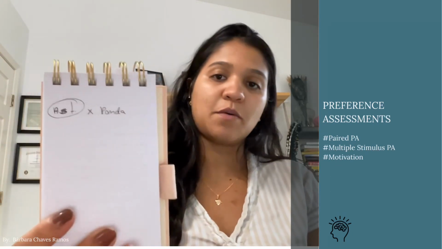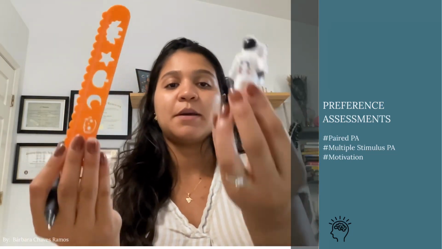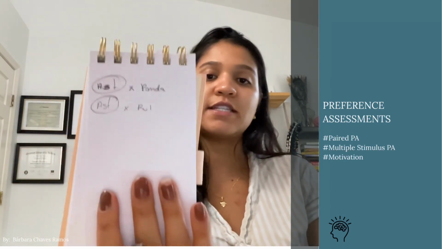Then I'm going to circle the astronaut because it was the one he selected. So we did the first comparison. Then we get the ruler and say, pick one. Let's pretend my client picked the astronaut again. So we write astronaut versus ruler, and he picks the astronaut again, so we circle it. Then we compare ruler and panda. What do you want? The client says panda. So he picked the panda instead of the ruler, and we circle panda.